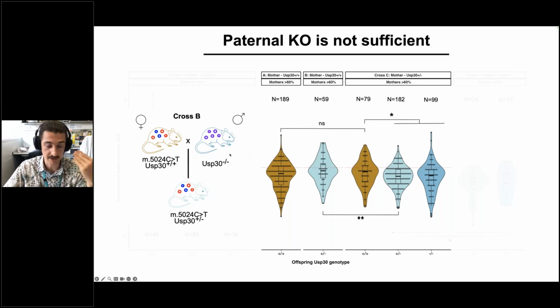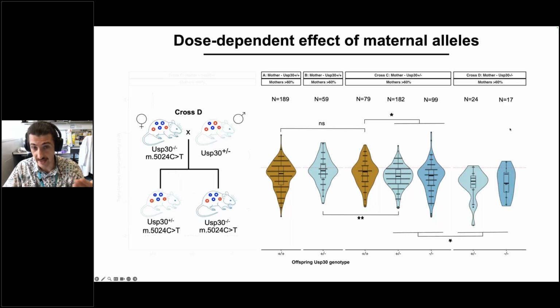But then we went one step further. We compared it with the USP30 knockout offspring that inherited the allele strictly from the father. This also showed the same, that the paternal knockout is not sufficient. Therefore, the knockout allele needs to be present in the mother, but also needs to be present in the offspring. Then we went one additional step to show that if the mother is knockout and not heterozygous, the offspring inherit even less of the mutation than when the mother is heterozygous, showing that every USP30 knockout allele, when maternally inherited, confers additional removal, additional selection.